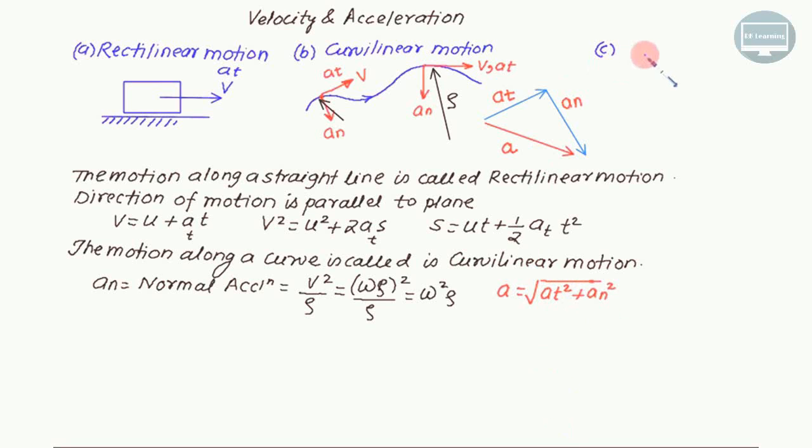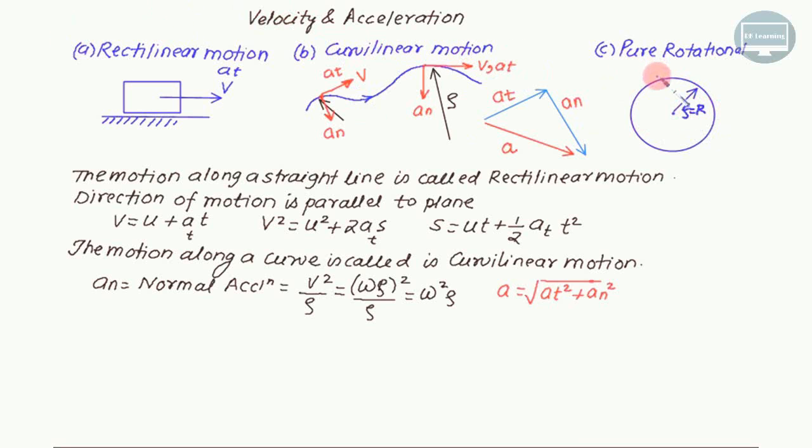And the third type of motion we have is pure rotational motion. It is a special case of curvilinear motion. In rotational motion, the particle is rotating about a fixed radius. So the value of rho becomes constant and equals r.